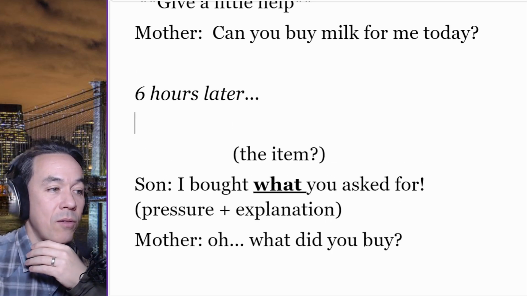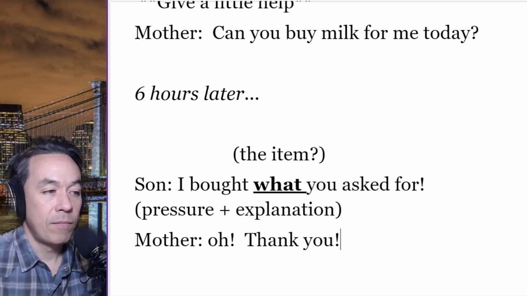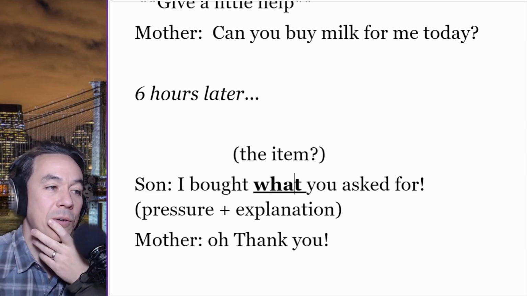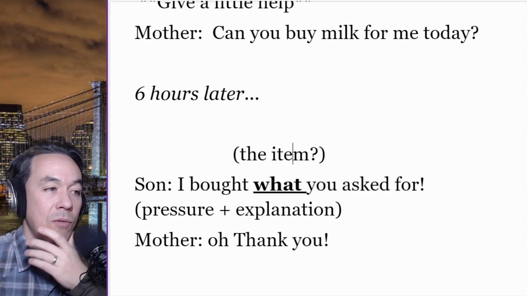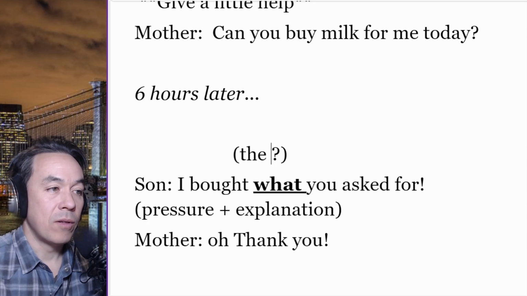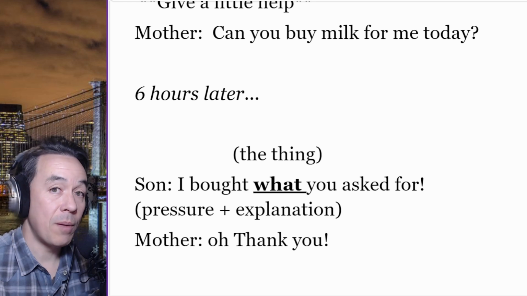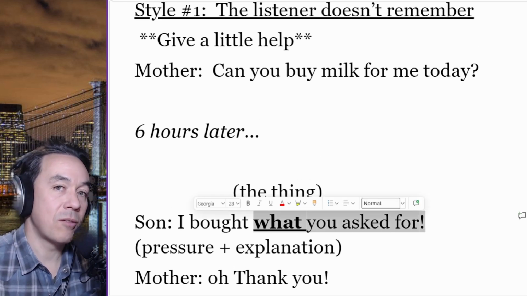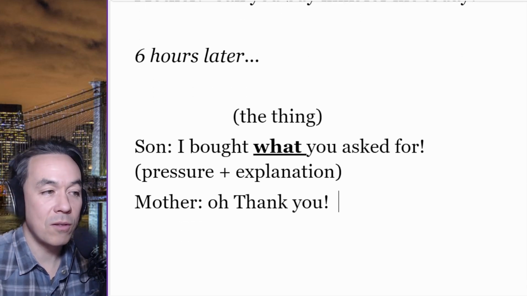Okay, now she remembers. She goes, oh, thank you. Okay, so in this case, I'm just trying to explain how you can see this: you asked for the item, I bought the item you asked for, or the item, or the milk, or the thing. The thing you asked for, remember from before? So I'm trying to create this pattern or this kind of recipe to help you start to use this style. Let's do another one.